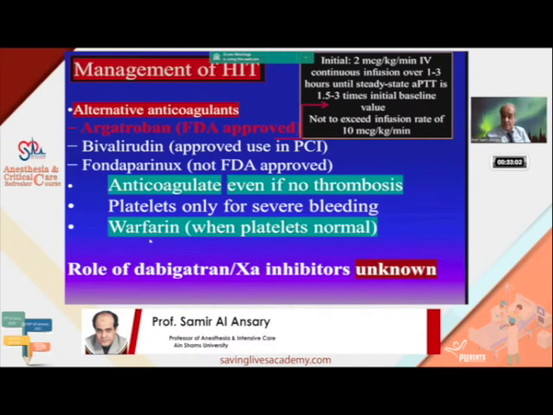At what time do I start warfarin? You can start warfarin after the platelets become normal. Dabigatran and Xa inhibitors: their efficacy in such cases is unknown until now. But argatroban is more specific and effective.